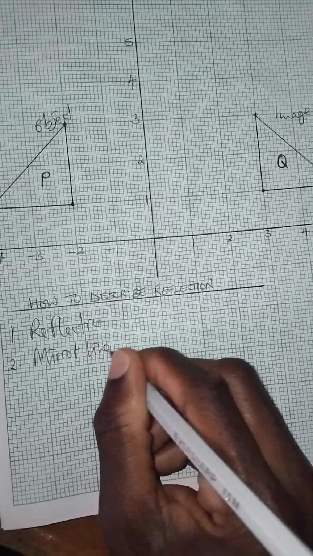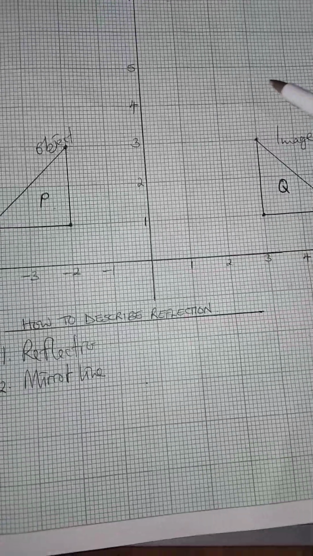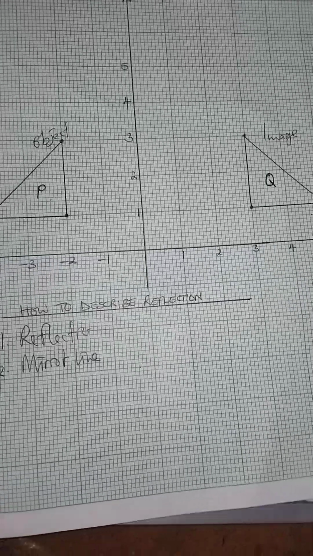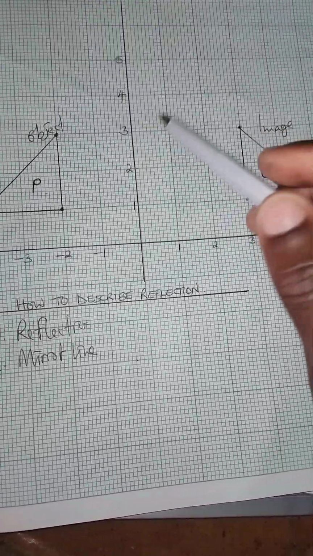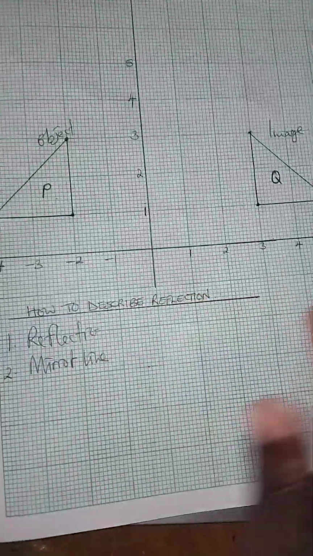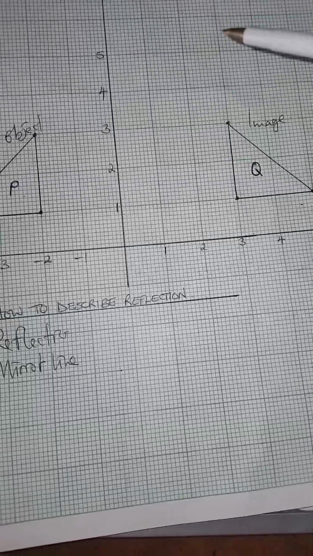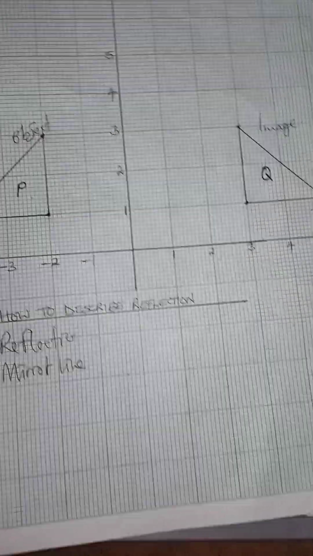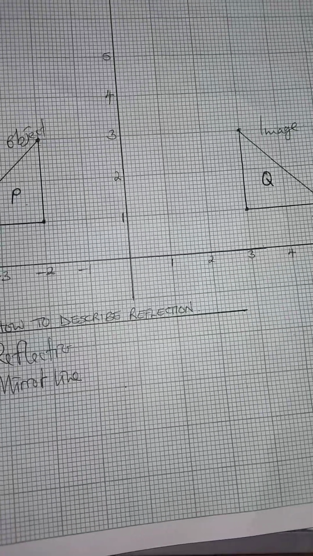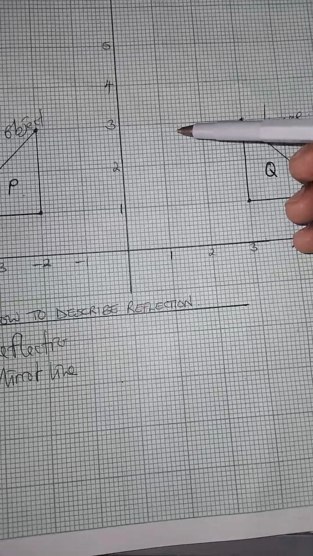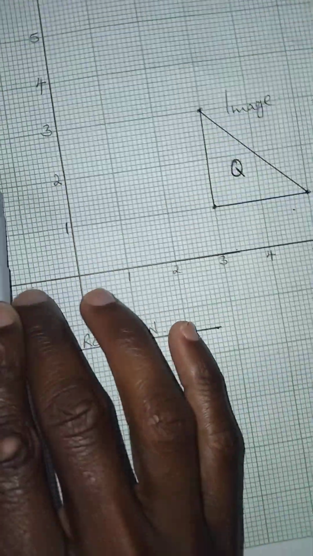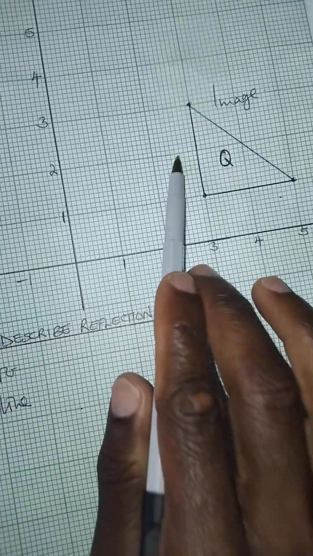The mirror line is the line that lies between those shapes, so it is the center. The mirror line is the center line between two shapes. So it is the center line between the shape and its reflection. Where is the center line? Count 1, 2, 3, 4, 5.